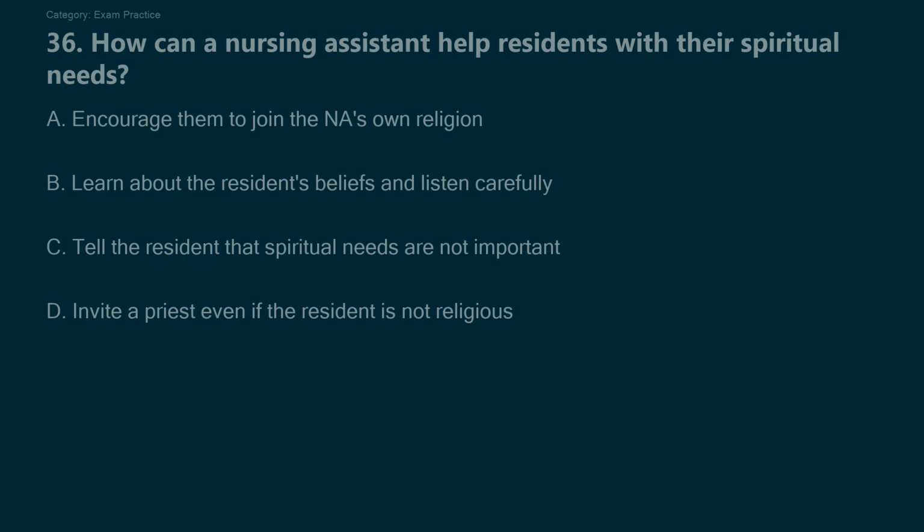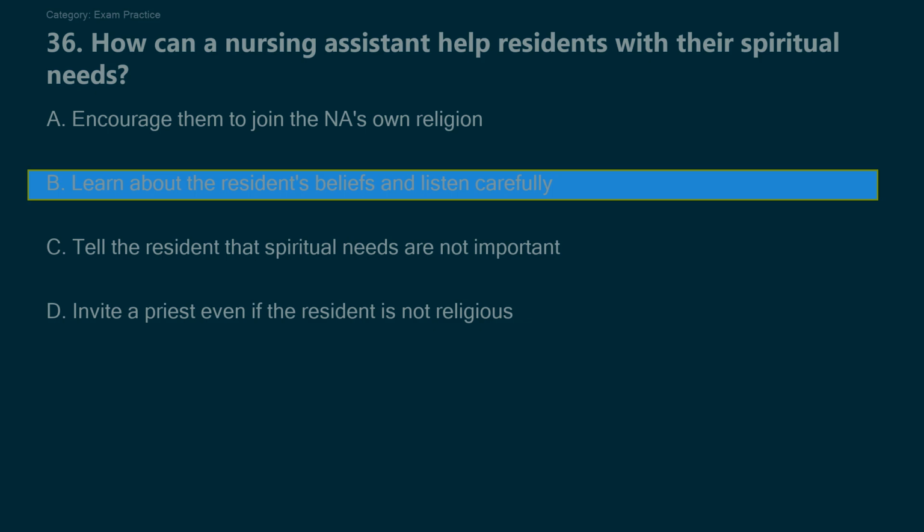Question 36. How can a nursing assistant help residents with their spiritual needs? Option A, encourage them to join the NA's own religion. Option B, learn about the resident's beliefs and listen carefully. Option C, tell the resident that spiritual needs are not important. Option D, invite a priest even if the resident is not religious. The correct answer is option B, learn about the resident's beliefs and listen carefully.